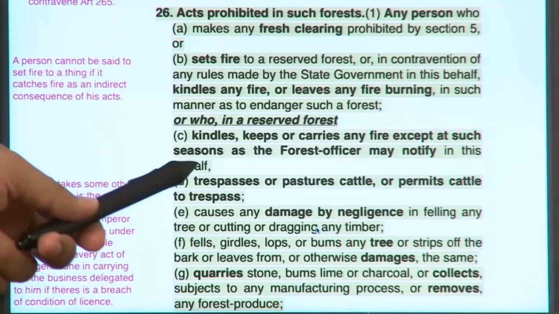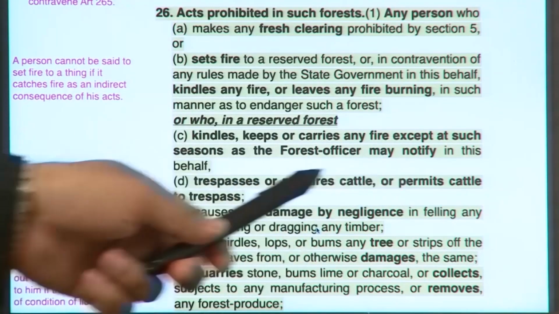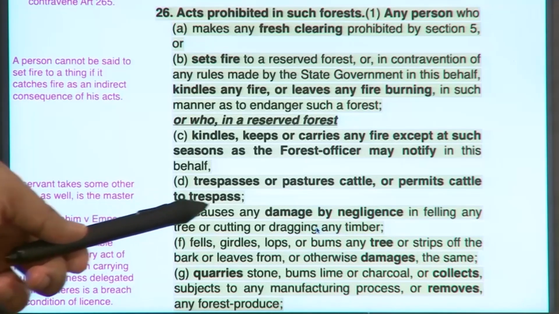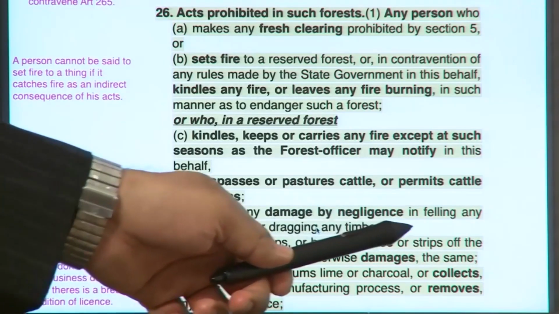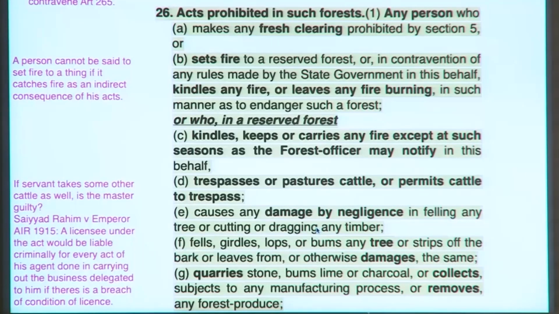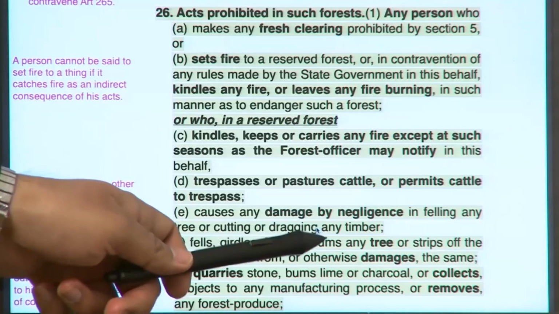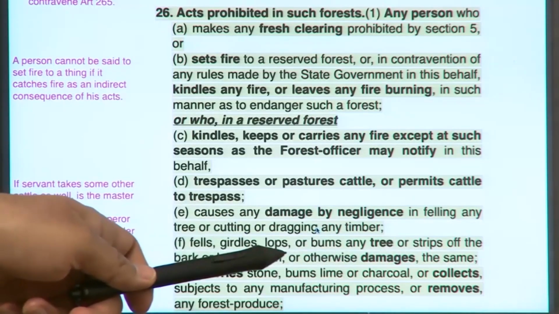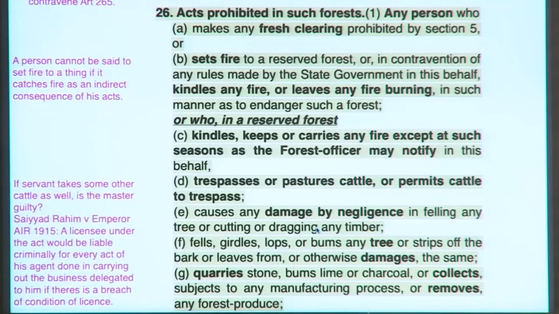Or trespasses or pastures cattle or permits cattle to trespass. You cannot permit your cattle to enter into a reserve forest. Or causes any damage by negligence in felling any tree or cutting or dragging any timber. You cannot damage these trees. Or fells, girdles, lops or burns any tree or strips off the bark or leaves from or otherwise damages the same. All of these are prohibited.